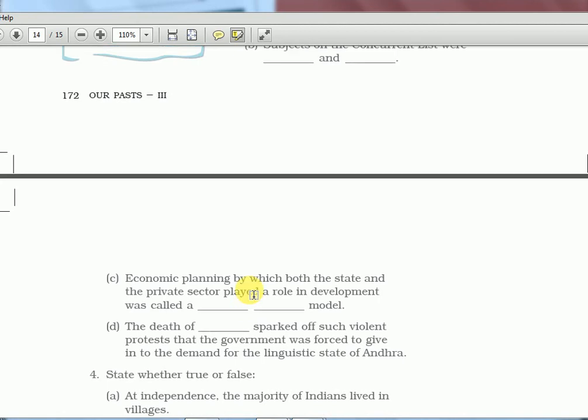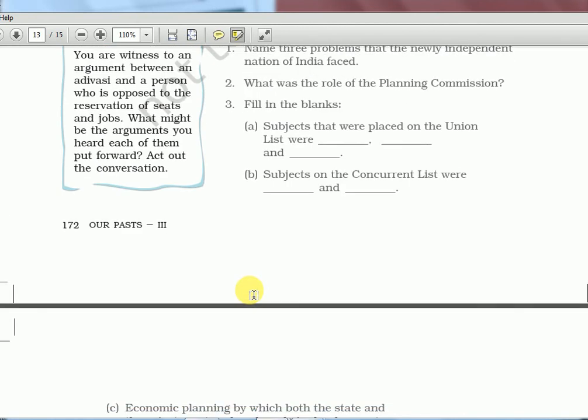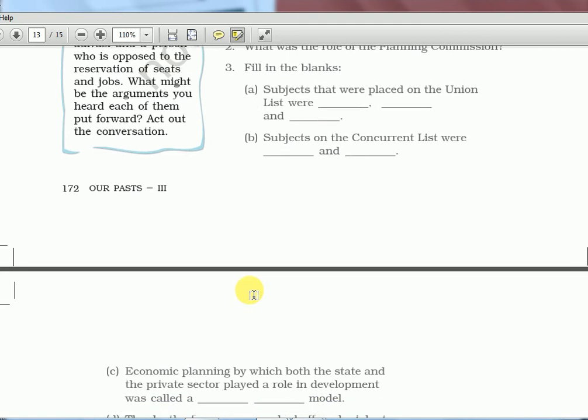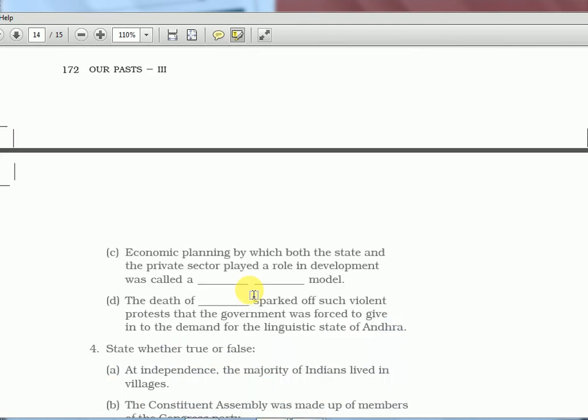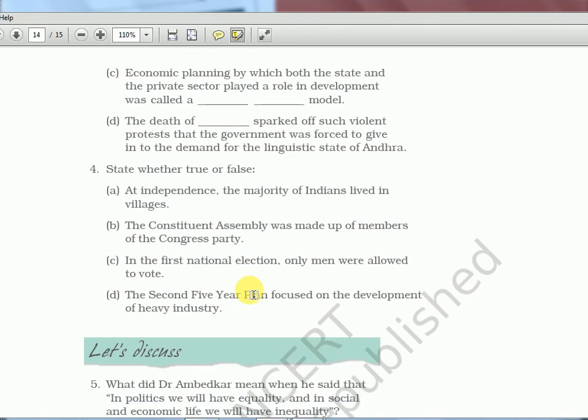Here, fill in the blanks are not very good questions, like the role of the Planning Commission, which is not required now, or subjects in the Union list, State list and all. There are a lot of objective questions, but true or false maybe you can do. At independence the majority of Indians lived in villages. That is true. The Constituent Assembly was made up of members of the Congress party. That is false, because we know everybody was there. In the first national election only men were allowed to vote. That is also false. The second five-year plan focused on heavy industry. This is true. So 1 and 4, A and D, are true; B and C are false.